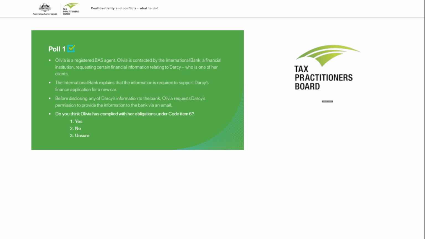The scenario is that Olivia is a registered BAS agent. She is contacted by the International Bank, a financial institution, requesting certain financial information relating to Darcy, who is one of her clients. The International Bank explains that the information is required to support Darcy's finance application for a new car. Before disclosing any of Darcy's information to the bank, Olivia requests Darcy's permission to provide the information to the bank via an email. In this situation, do you think Olivia has complied with her obligations under Code Item 6? We have 3 options: yes, no, or unsure. I'll give you some time to select the response, and then we'll share the results with you in a moment.